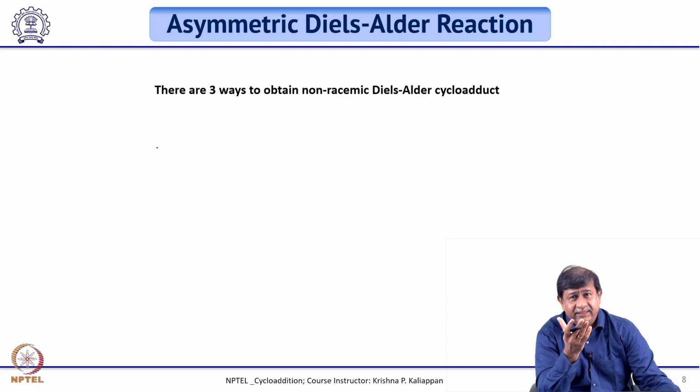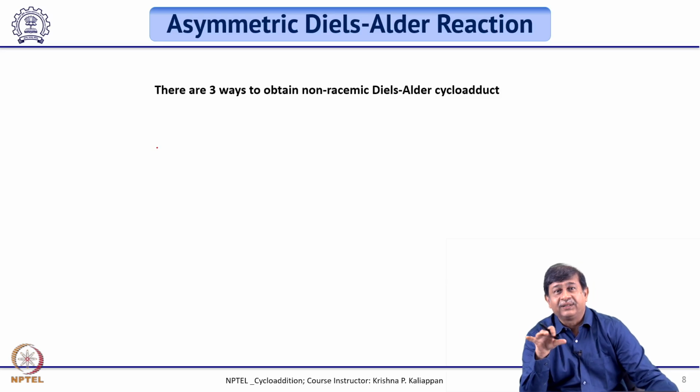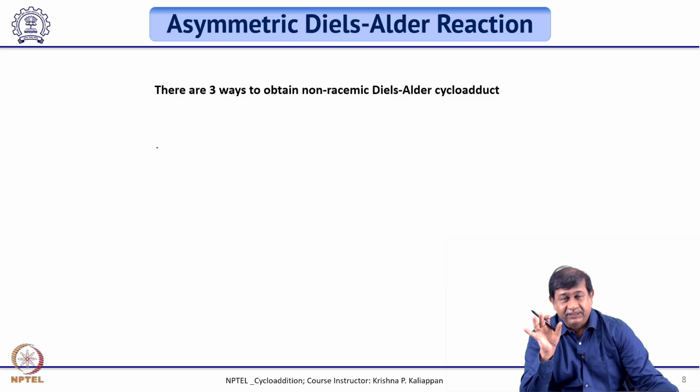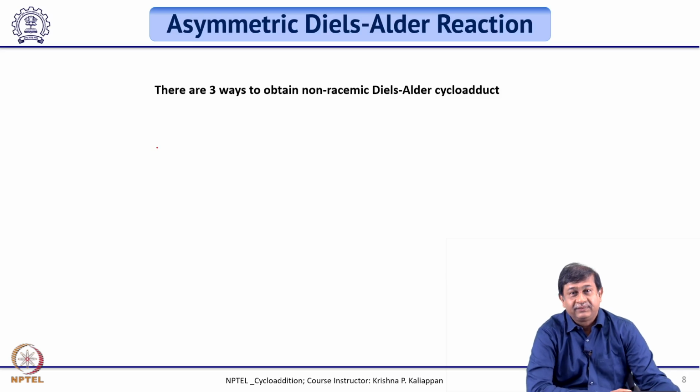We discussed in detail that when you do a Diels-Alder reaction, the dienophile can approach the diene either from the top face or from the bottom face. So, that is why you always get a racemic mixture. But in order to get a non-racemic Diels-Alder cycloadduct, you have 3 methods.